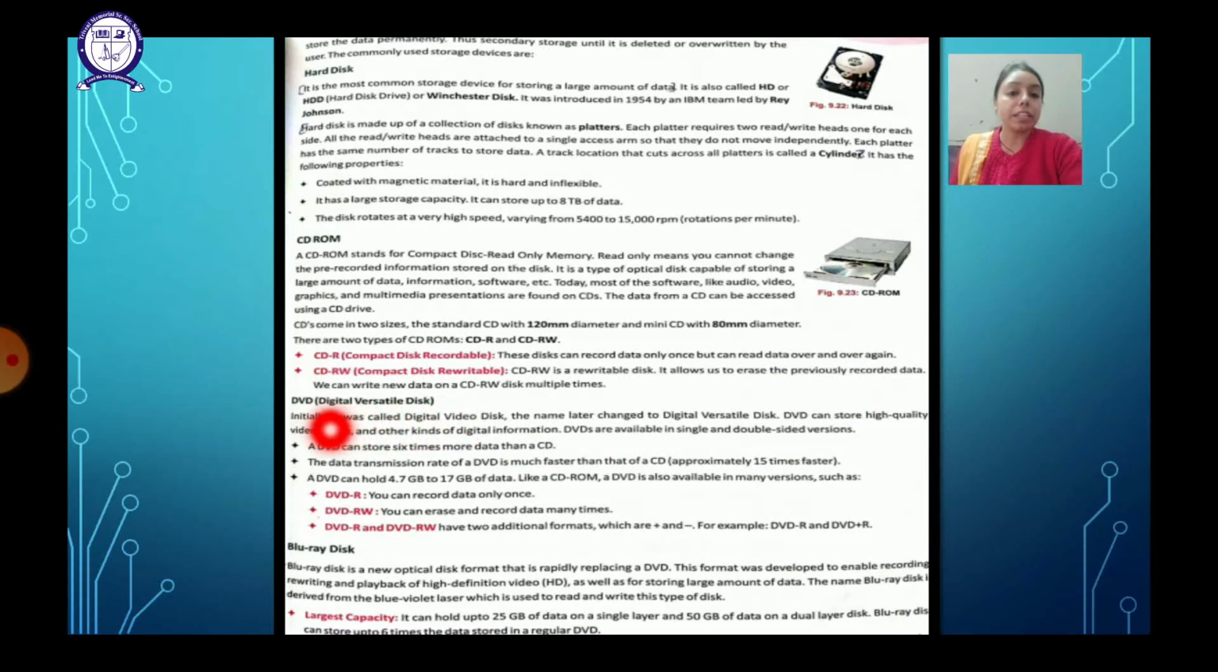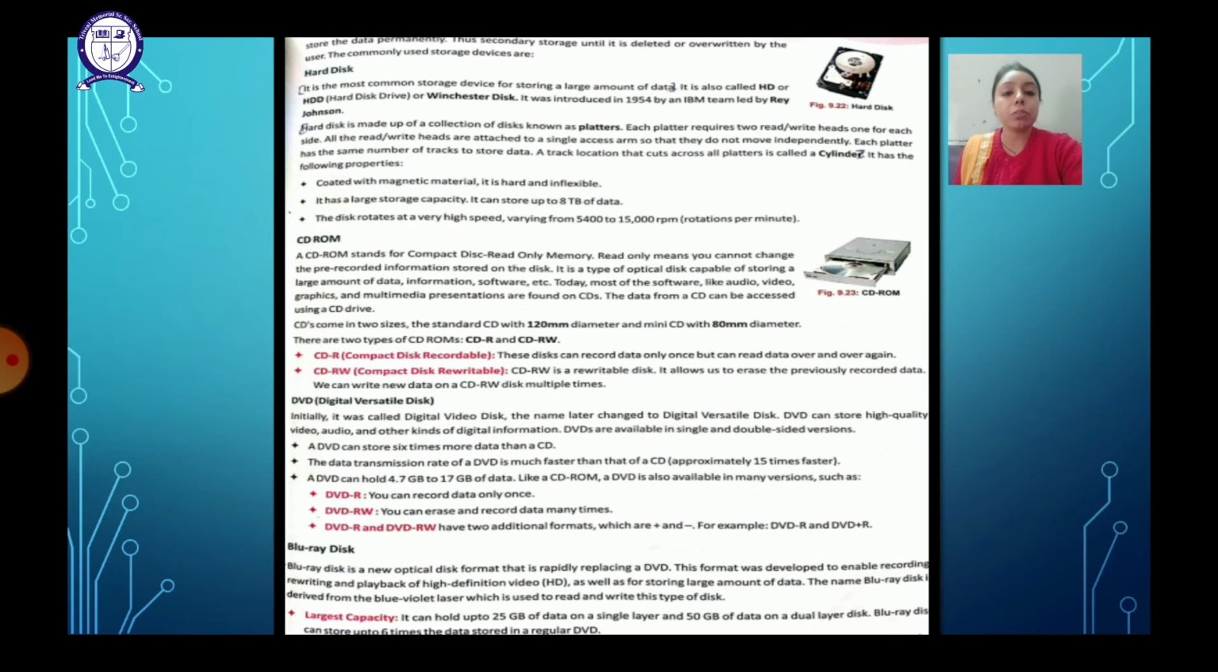Next we have the DVD. The full form of DVD is digital versatile disk. The standard CD comes with a 120 mm diameter, and the storage capacity of a DVD is larger than a CD. That is, a DVD can hold around 4.7 GB to 17 GB of data, right? Also we have the DVD-R, that is, you can record the data only once. DVD-RW is rewritable, you can erase and record data many times. DVD-R and DVD-RW have two additional formats, which are positive and negative. For example, DVD-R, negative R and positive R.